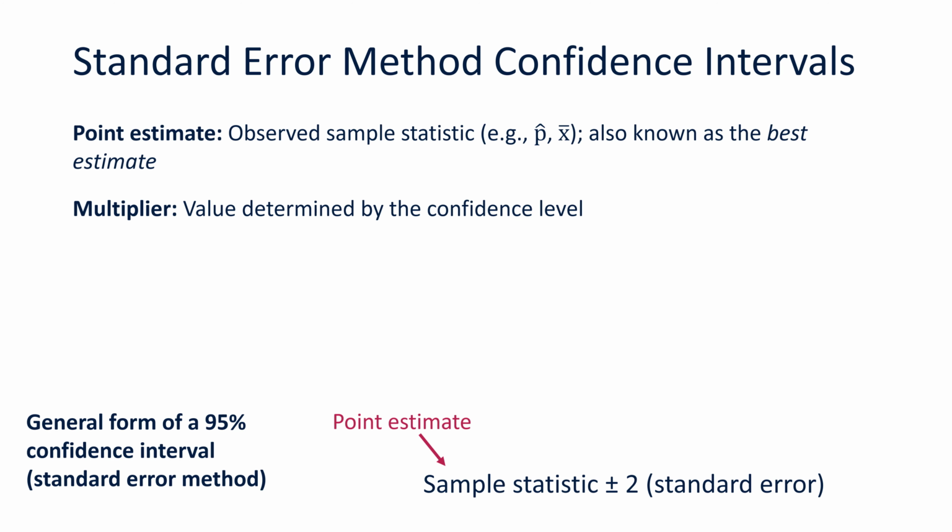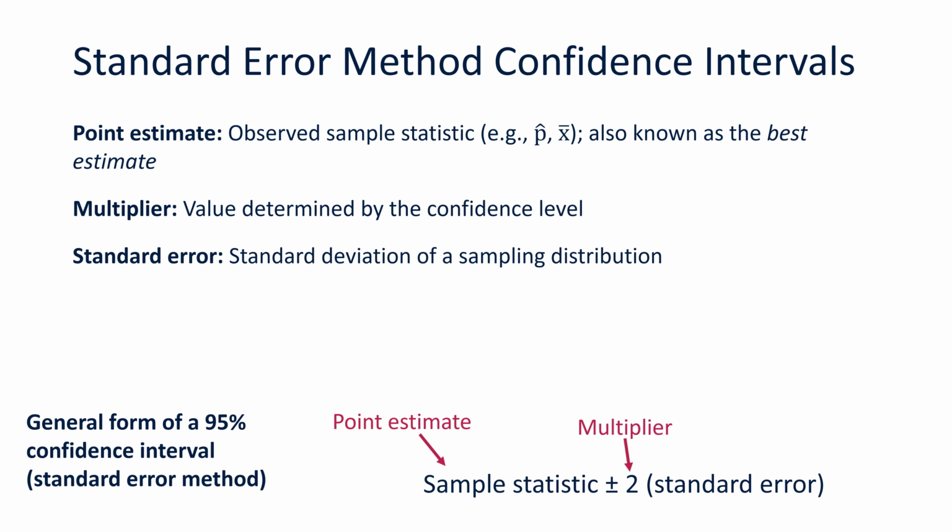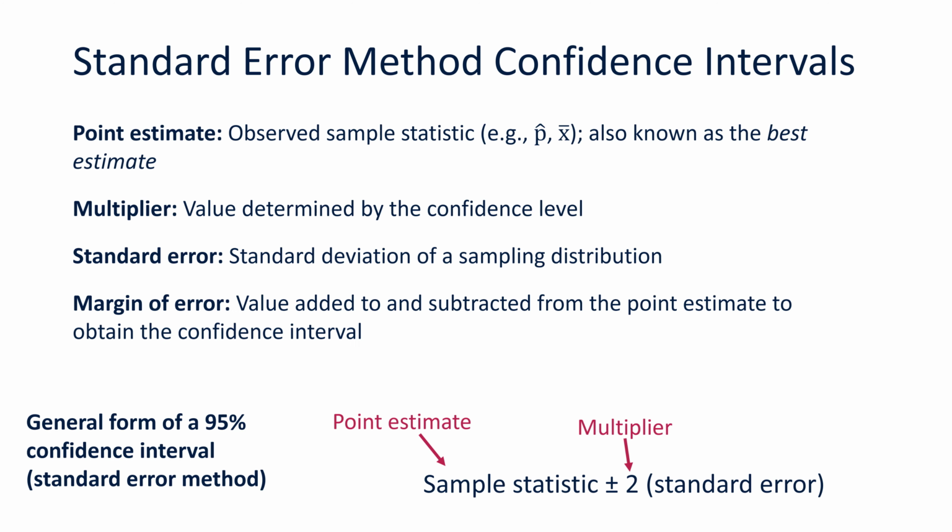The multiplier is a value determined by the confidence level. This week, we'll only be constructing 95% confidence intervals with the standard error method, so our multiplier will be 2. This is because we know that on a normal distribution, about 95% of observations will fall within 2 standard deviations of the mean. The standard error is the standard deviation of the sampling distribution.